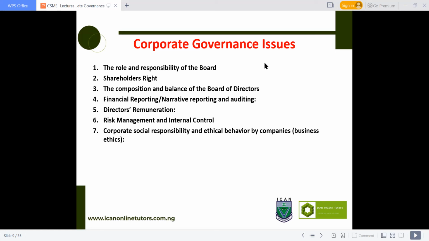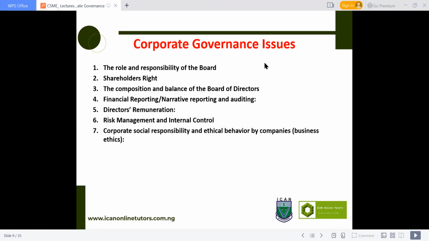And CSR nowadays is like an old concept. We have a new concept now called creating shared value. You can read about that maybe at the end of this class. Creating shared value, CSV. It was developed by Professor Michael Porter and one professor from economics. I can't remember his name.